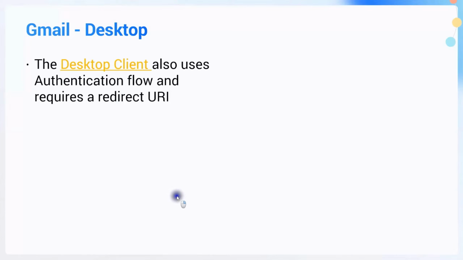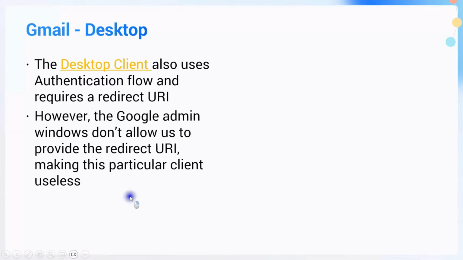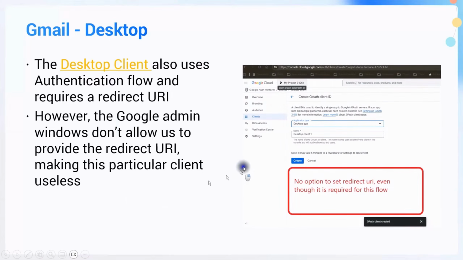Let's briefly look at the desktop client and see why that would not work. When I first went in and set this up, I thought that was going to be the client I was going to use. It uses the authorization flow, and it uses a redirect URI, but it's meant for desktop apps. PowerBuilder is a desktop app. Why wouldn't we want to use this? Well, the problem is when you go to create your desktop app, there's no option down here to create the redirect URI. Well, that's required. When you do your authentication call, you have to pass the redirect URI.